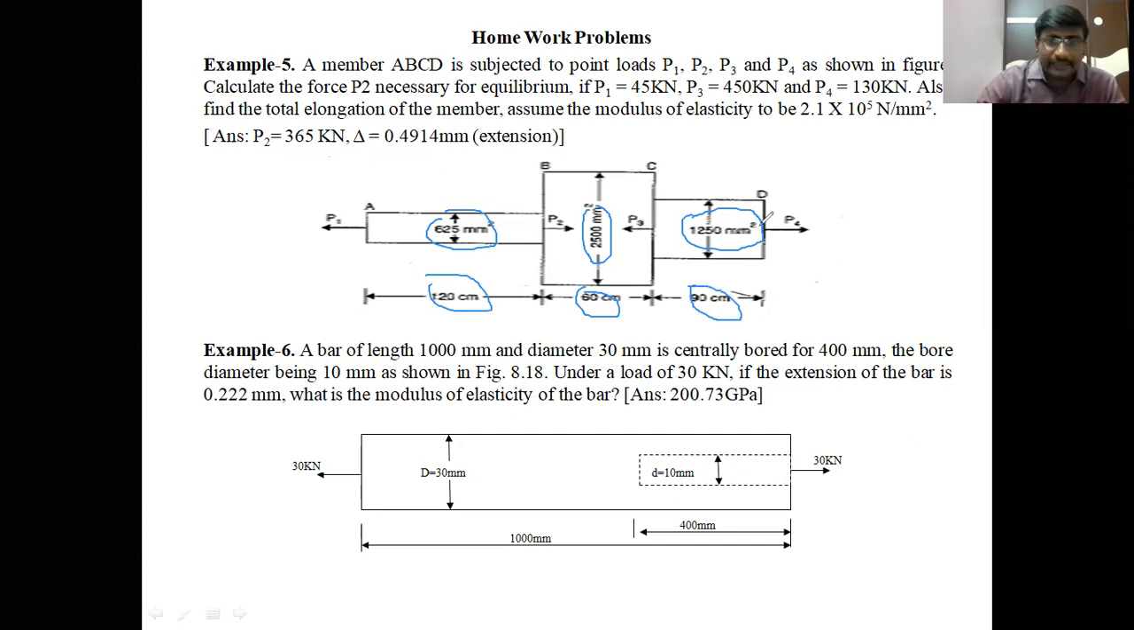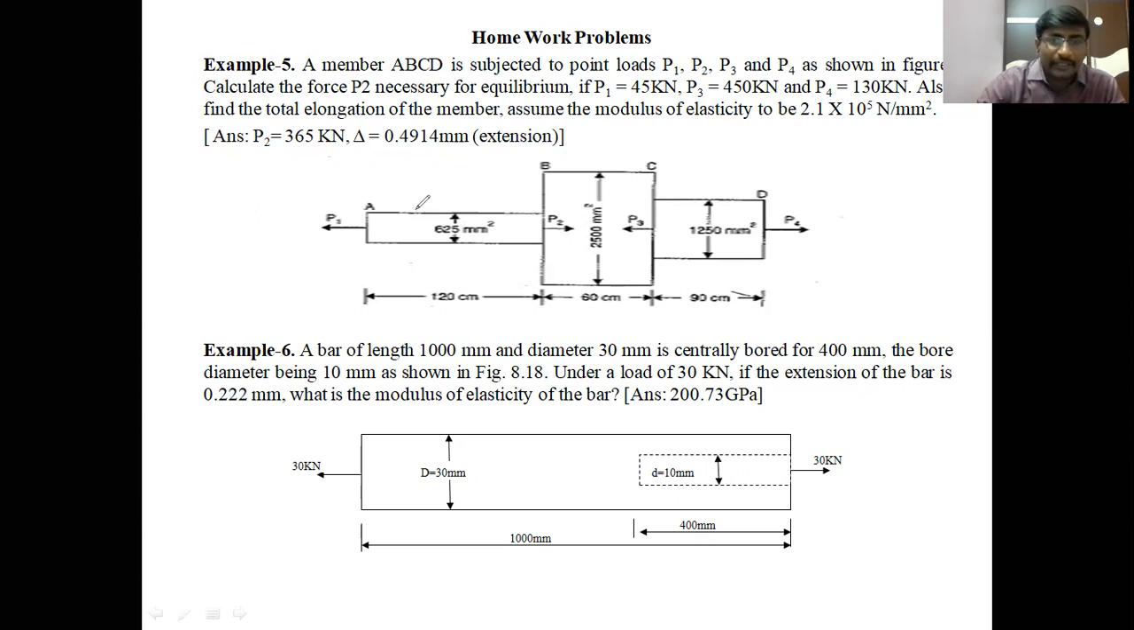So you have to split the total bar into 3 parts: AB, BC and CD. What is the elongation of AB? What is the elongation of BC? What is the elongation of CD? How to calculate? First of all, individually calculate the elongation or contraction of each member. If it elongates, it is taken as positive. If it contracts, meaning decrease in length, it is taken as negative. So individually you have to calculate the elongation or contraction.